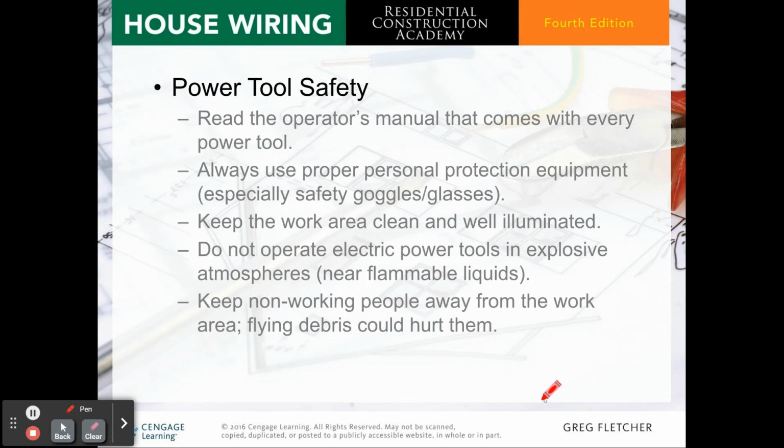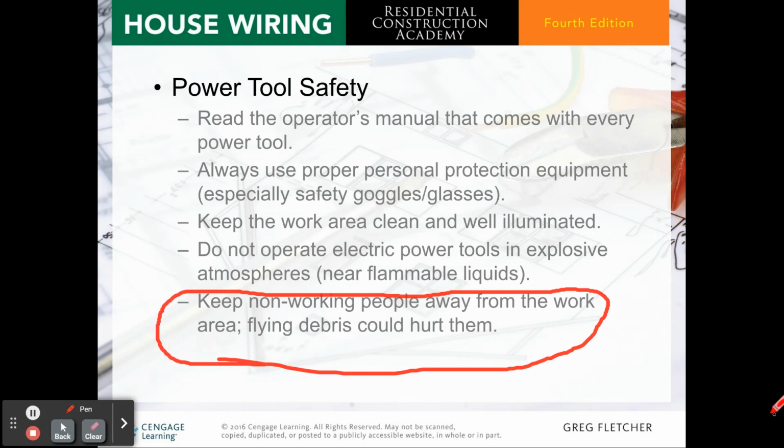Keep non-working people away from the work area. Flying debris could hurt them. This is an important piece. People who aren't working have a higher chance of becoming injured by not paying attention to what's going on.